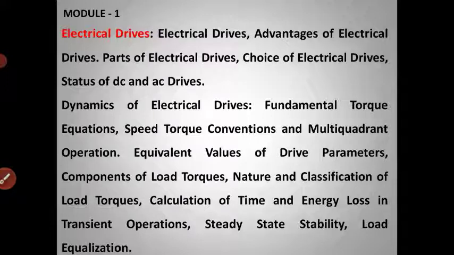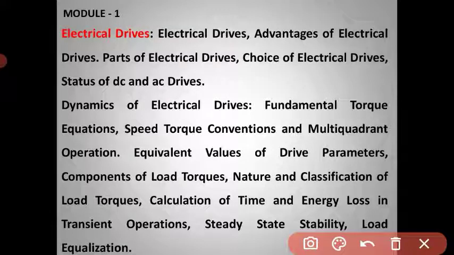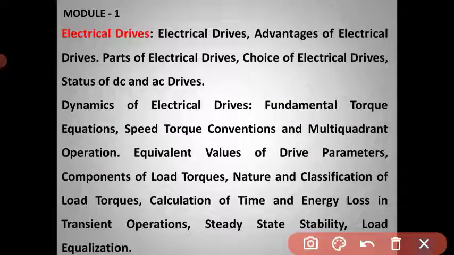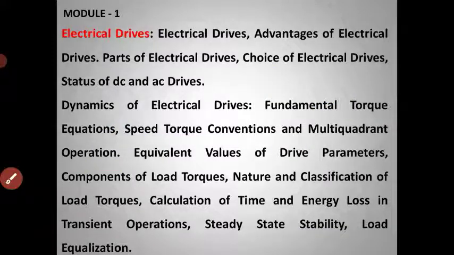Last class I have discussed about the speed torque conventions and multi-quadrant operation. Okay. Today I am going to discuss the dynamics of electrical drives, fundamental torque equation. Okay, let us begin with this.